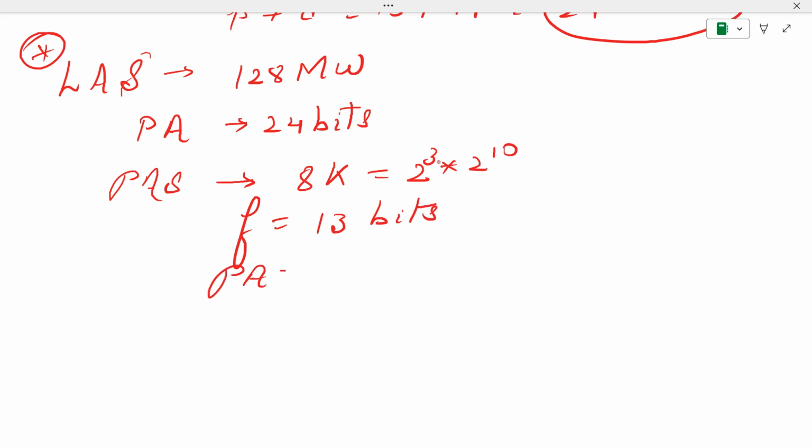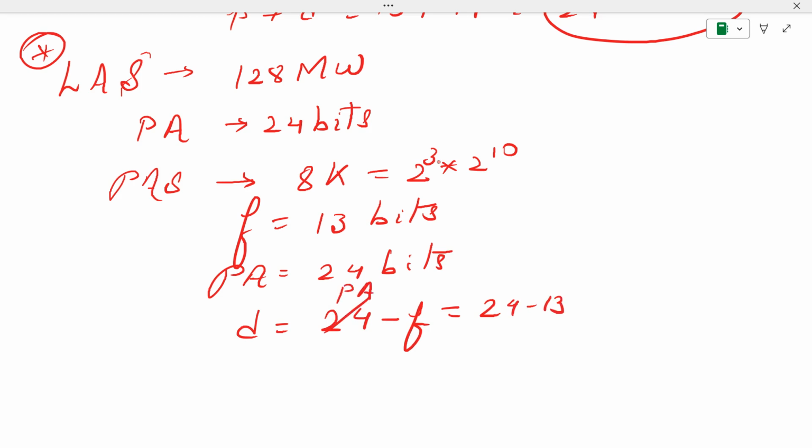PA is 24 bits. So you can calculate D from here, that is PA minus F, 24 minus 13, that is 11 bits. So D is 11 bits, right? Now from D you get the page offset for the LAS as well.